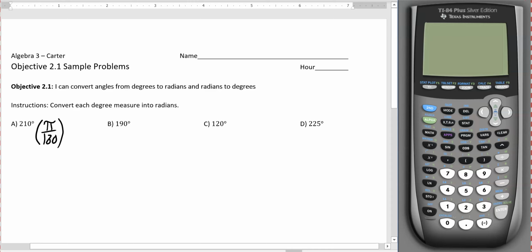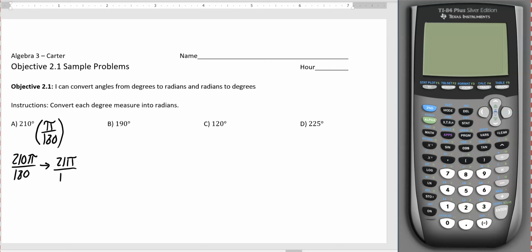So for this one, I would have 210 pi divided by 180. I can divide both of those by 10. I'd be left with 21 pi over 18. I can take a 3 out of both of those. So I would have 7 pi over 6. And that's fully simplified now. Notice I'm writing it as a fraction. Our radians should always be fractions.